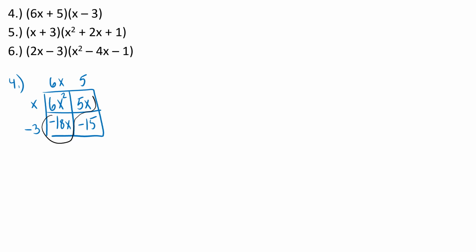Here are my like terms. So I have negative 18 plus 5. So that will be negative 13x minus 15.